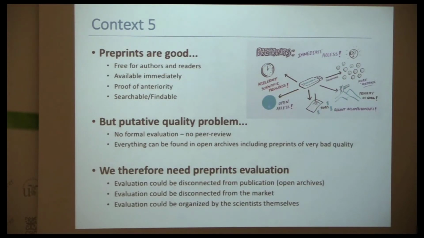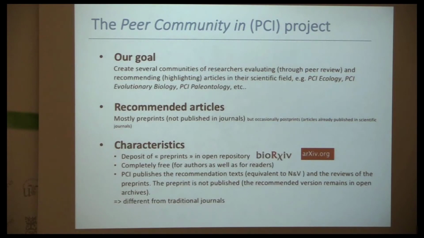So what we actually need is a preprint evaluation. And this evaluation could be disconnected from publication. We will see this. Evaluation could be disconnected from the market. It will be better for the quality. And we can organize the evaluation ourselves. And this is what we propose to do with the Peer Community In, PCI, project.